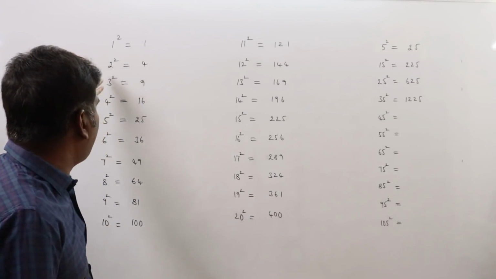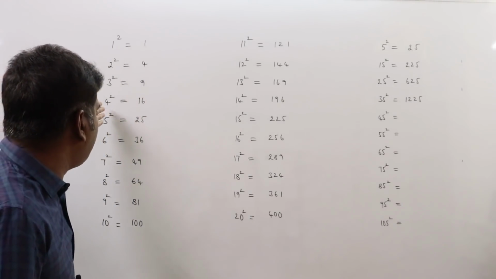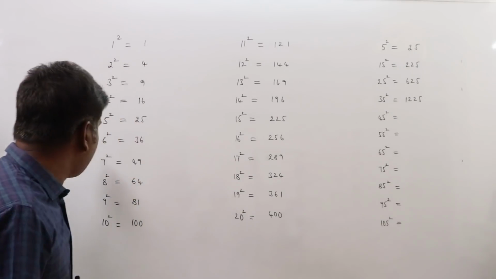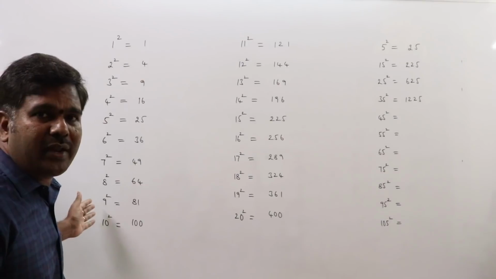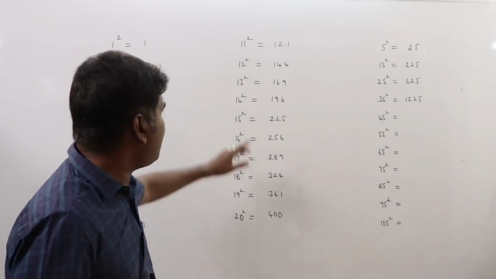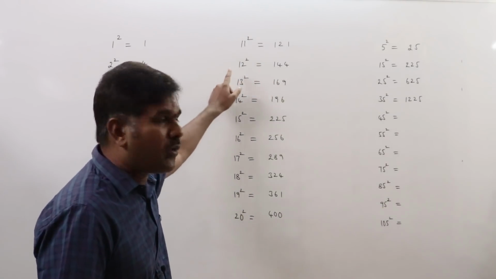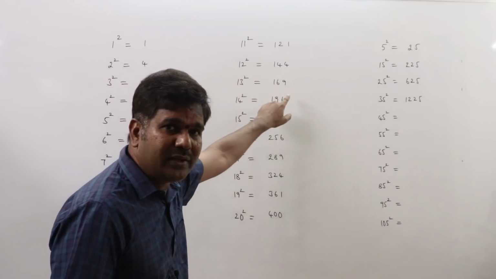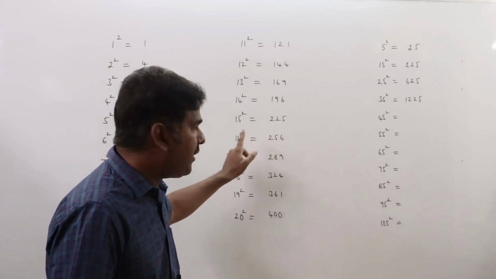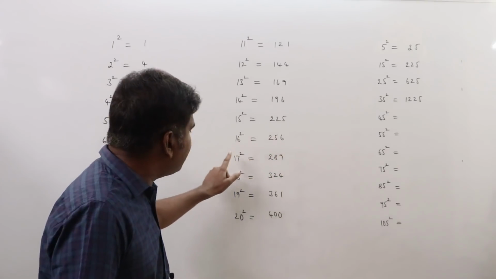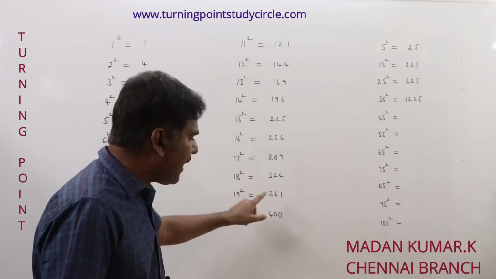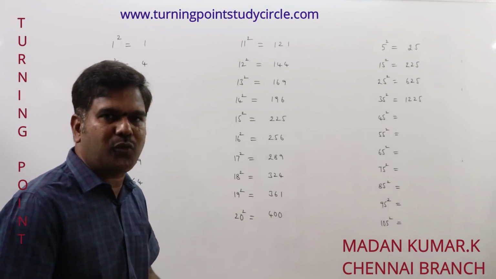Now see that 1 square is 1, 2 square is 4, 3 square is 9, 4 square is 16, 5 square is 25, 6 square is 36, 7 square is 49, 8 square is 64, 9 square is 81, 10 square is 100, right? Everybody knows. Moving ahead, 11 square is 121, 12 square is 144, 13 square is 169, 14 square is 196, 15 square is 225, 16 square is 256, 17 square is 289, 18 square is 324, 19 square is 361, and 20 square is 400, right?